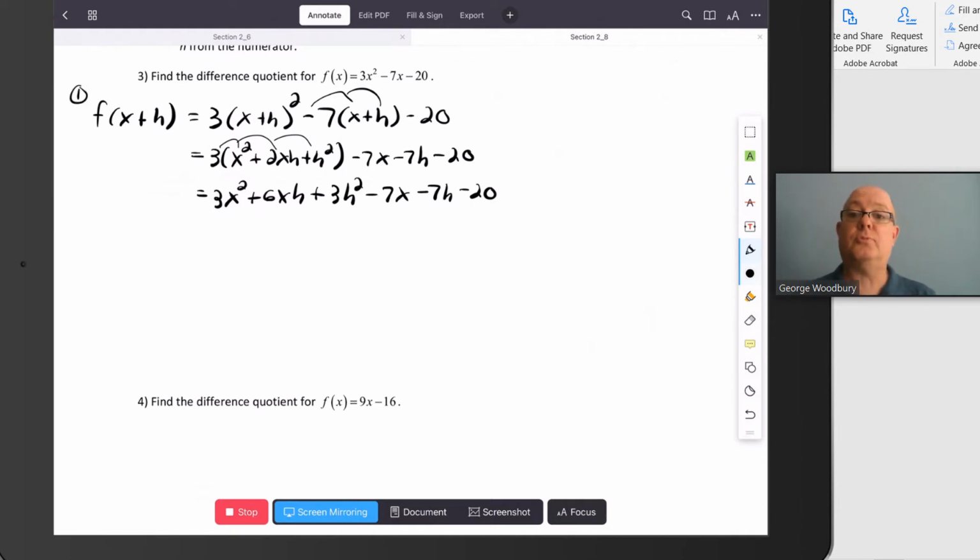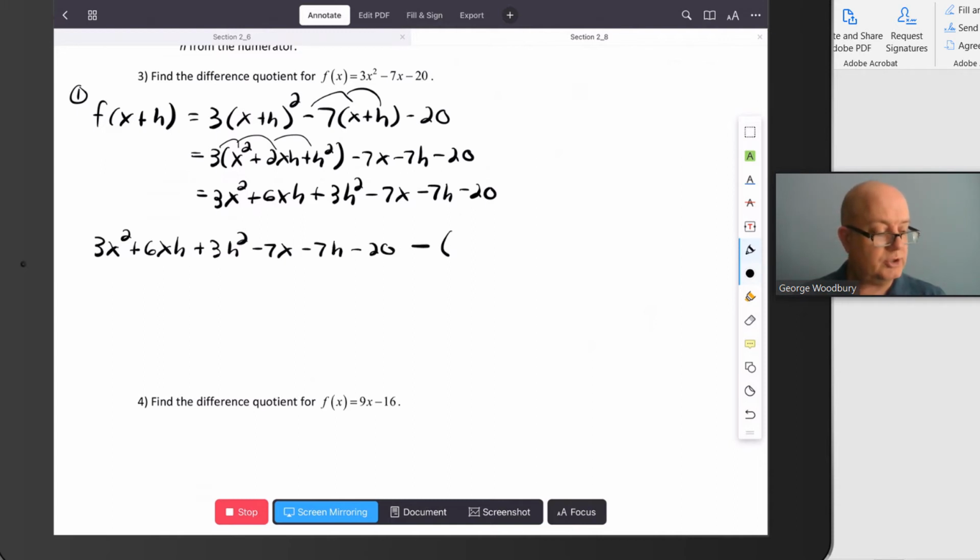The second step is we want to subtract the original function from this, and then we're going to put that result over h. So the f of x plus h, 3x squared plus 6xh plus 3h squared minus 7x minus 7h minus 20, minus the original function, 3x squared minus 7x minus 20. We're going to distribute that minus sign through so we can combine like terms. The 3x squared is going to be treated as a negative 3x squared at that point. Minus negative 7x, this is the same as plus 7x, and for the same reason, that's like plus 20.